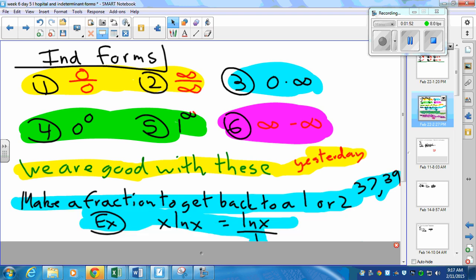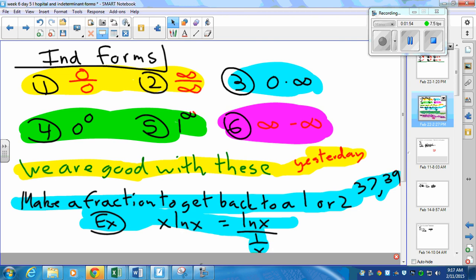So if you look at x ln of x, if I rewrite that as ln of x over 1 over x, it now will fit into the yellow form that I taught you yesterday. And when you see that 37 and 39 on the side, those are homework problems for tonight. And you can kind of organize and go, oh, that's like the blue style.